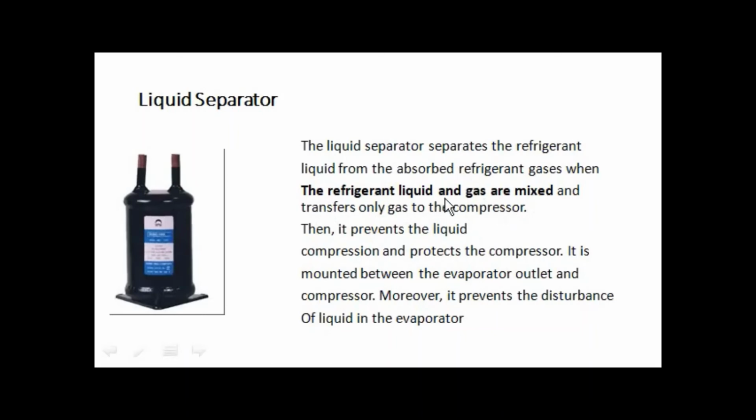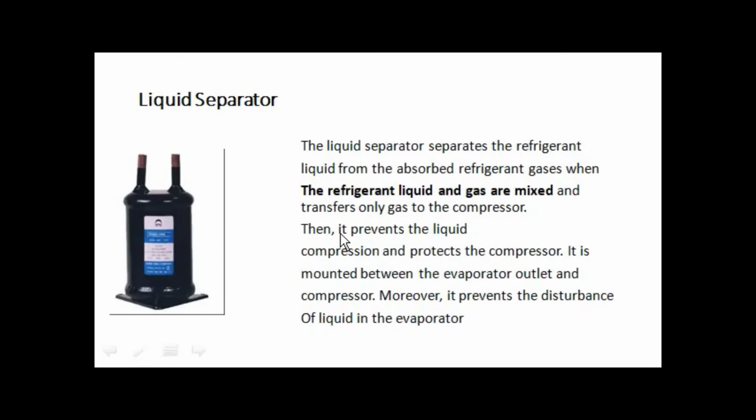It separates the liquid which has mixed with gas, and then after separation it only transfers the gas to the compressor, as we know that liquid refrigerant is not compressor friendly. We need only gas to the compressor, and also we know that liquid refrigerant is not compressible. That is why we don't need liquid refrigerant.